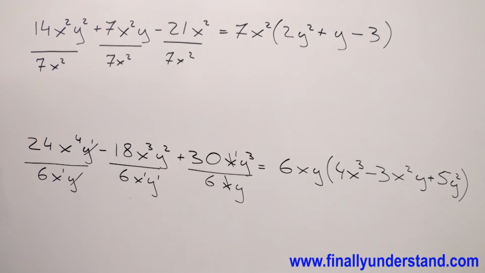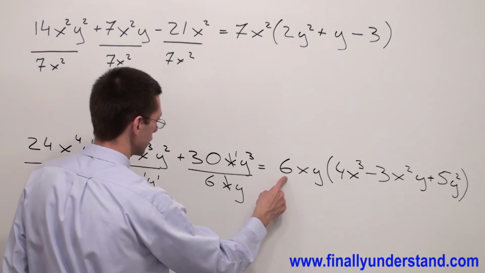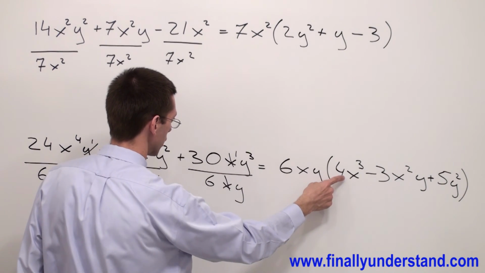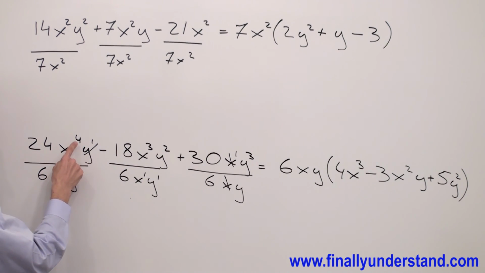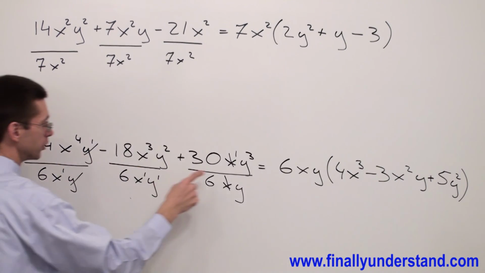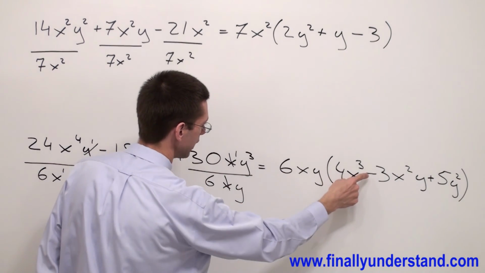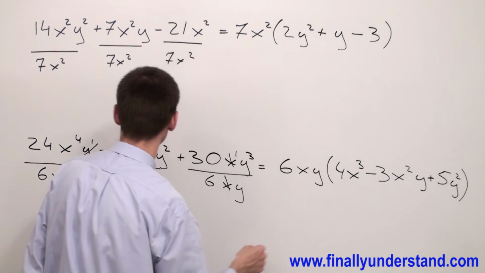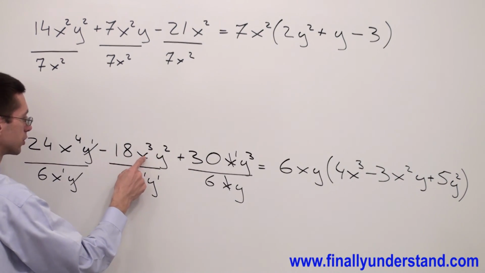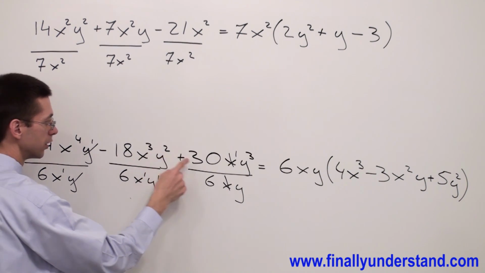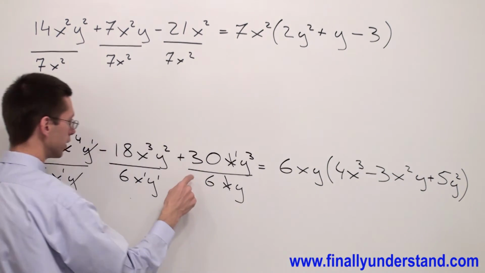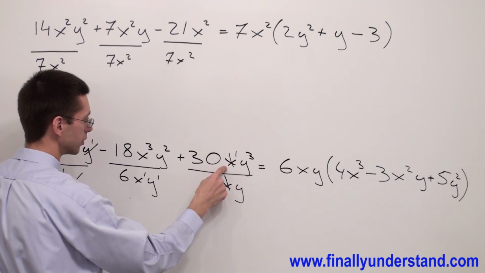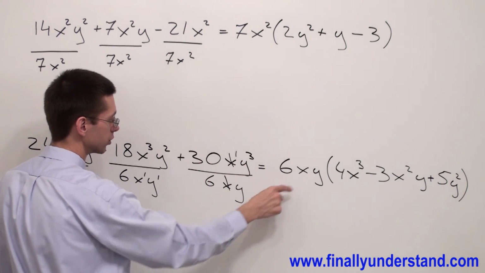Let's check if this is the right solution to my problem. 6xy times 4x to the third is equal to 24x to the fourth y. 6xy times negative 3x squared y is equal to negative 18x cubed y squared. 6xy times 5y squared is 30xy cubed. That's why this is the solution to my problem.